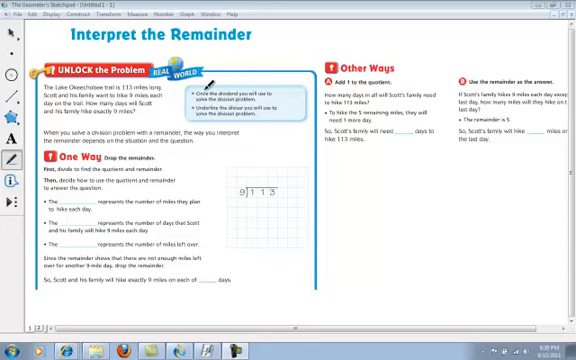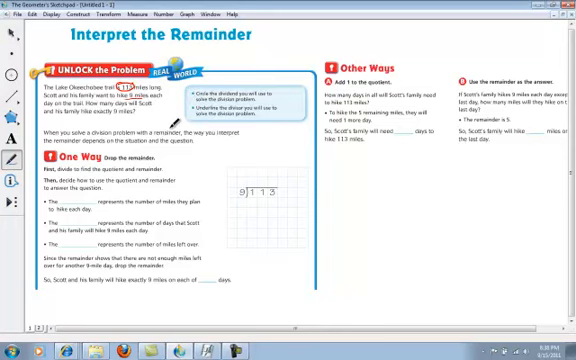Now, it asks us to circle the dividend we will use to solve the division problem. Now, the dividend is the amount that we're starting with before we divide, so 113 would be our dividend. Underline the divisor you will use to solve the division problem. The divisor tells us how many groups, or how many in each group, and here it tells us he goes 9 miles each day. So 9 is our divisor.